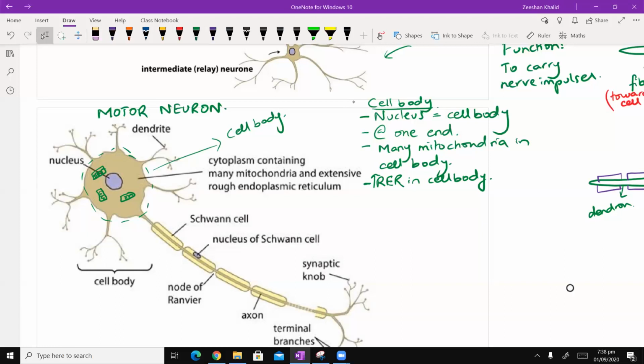What does rough endoplasmic reticulum do? See, rough endoplasmic reticulum has a lot of ribosomes. It's the site for protein synthesis. So a lot of rough endoplasmic reticulum is signifying a lot of proteins being made. Okay, and why do we need a lot of proteins being made in the neuron? Inshallah, we're going to look at that when we look at resting membrane potential, because all along the membrane you have different types of proteins that are there.